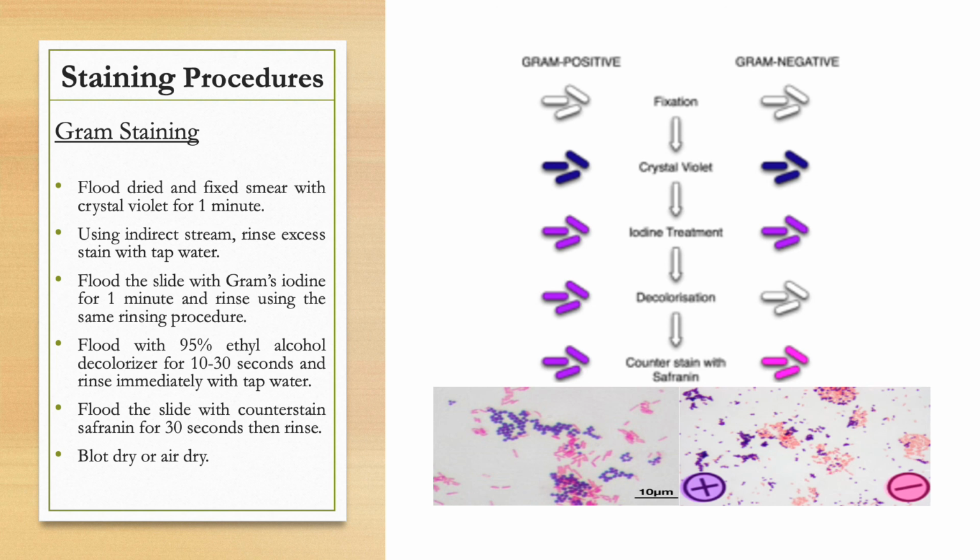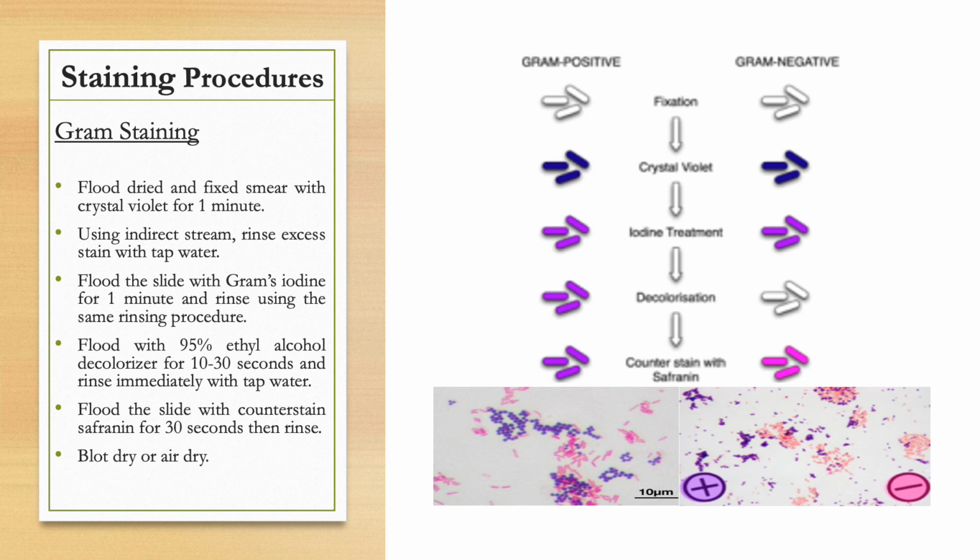All right, and then you flood the slide with gram's iodine for 1 minute. This is what we call the mordant, and this allows the primary stain. In this case, when we say primary stain, that is the first stain that we apply. This allows the primary stain to adhere better on the surface of our cells. All right, and after that, you rinse again using tap water.